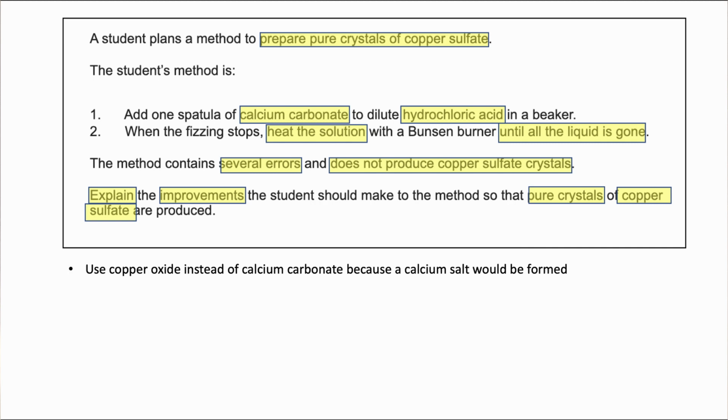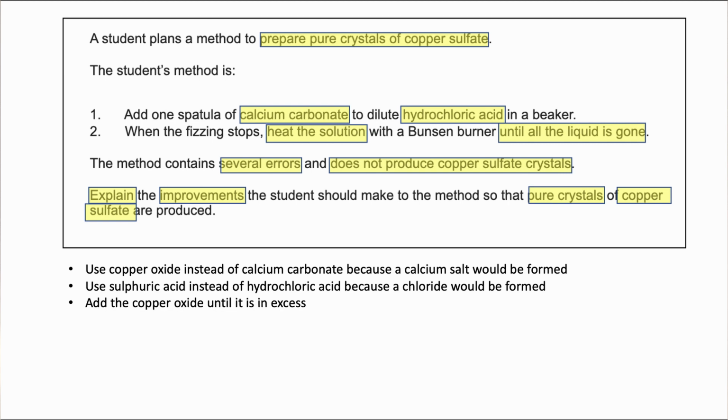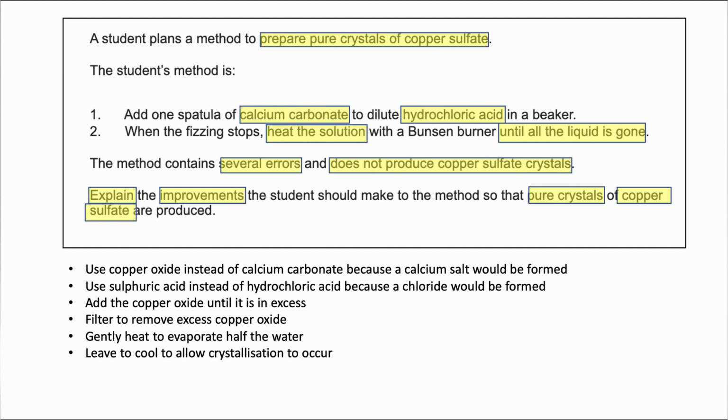My first point, use copper oxide instead of calcium carbonate because a calcium salt will be formed. The next step, use sulfuric acid instead of hydrochloric acid because a chloride will be formed. The next one, add the copper oxide until it is in excess. The next, filter to remove the excess copper oxide. Then the next, gently heat to evaporate half of the water. And then finally, leave to cool to allow crystallization to occur.